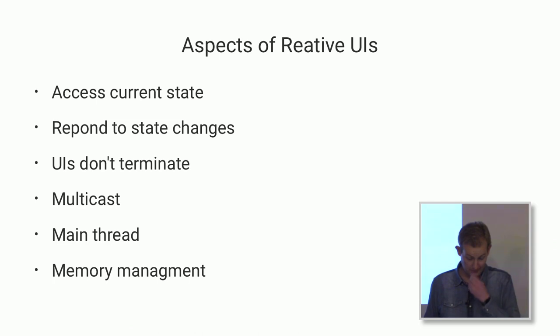And that's the app. So these are a couple of aspects to take into account when building reactive UIs. Very often you want to access the current state synchronously, so not have it be a callback but know it immediately. For example, immediately show the red one. Of course, respond to state changes. When something changes, you need to update the UI.